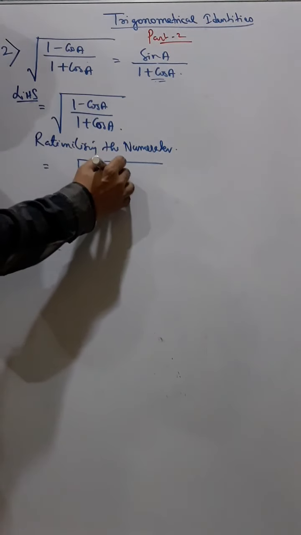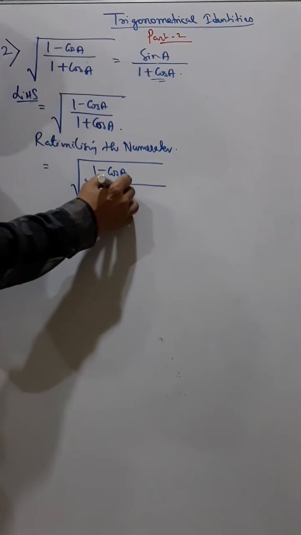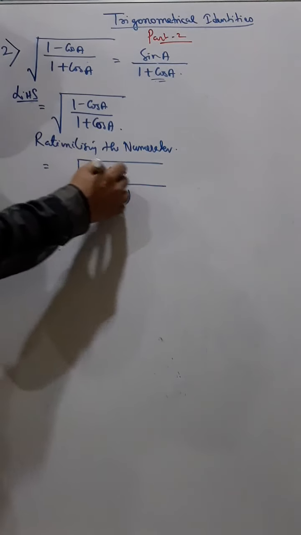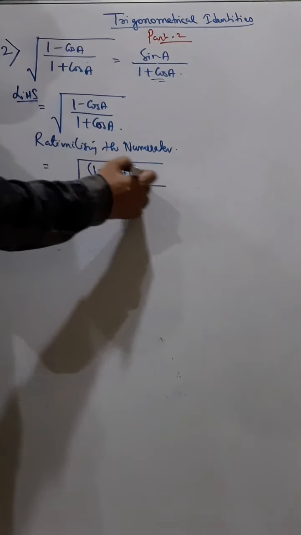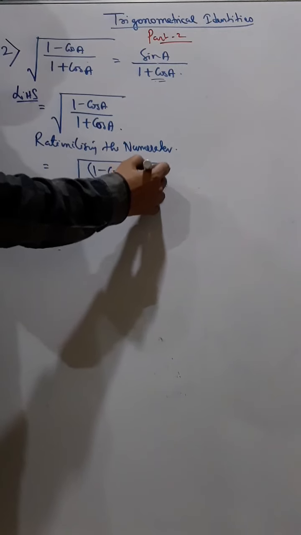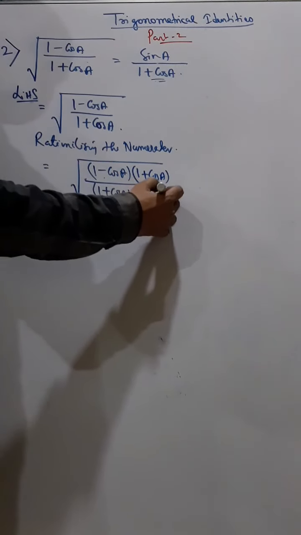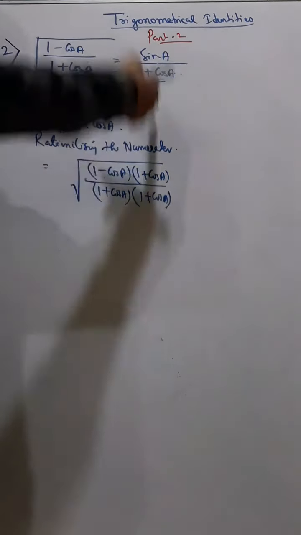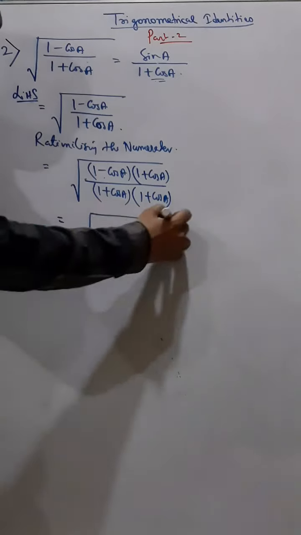So 1 minus cos A over 1 plus cos A. Now since we are rationalizing the numerator, with respect to the numerator we will use the opposite sign. So what we will use here, 1 plus cos A and 1 plus cos A. Understand? Now if you solve it, you will automatically get this.